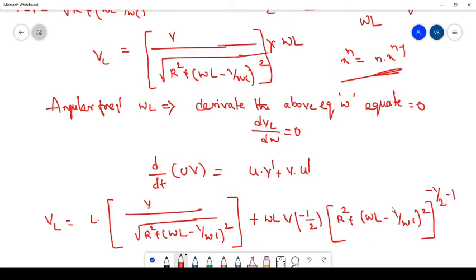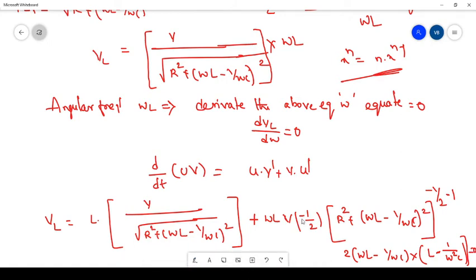Again we need to differentiate the inner term. What is the inner term here? That is omega L minus 1 by omega C whole square. So that is 2 into (omega L minus 1 by omega C) into, again the derivative of omega L, that is L, and the derivative of 1 by omega C, that is 1 by omega square C, giving minus 1 by omega square C. So that is equal to 0.